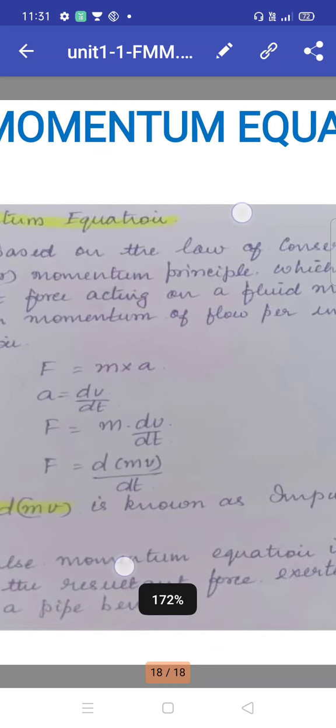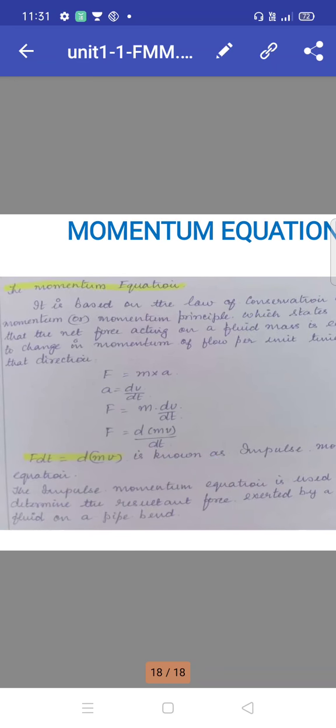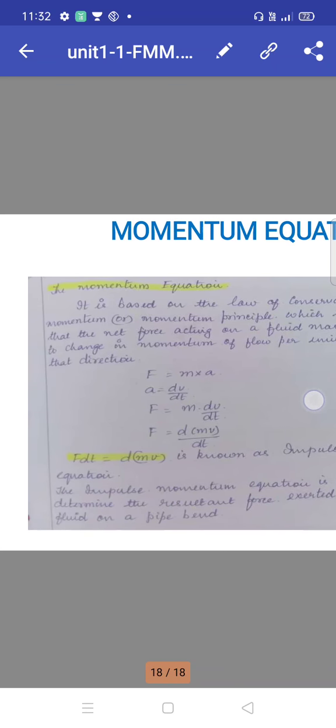Then the momentum equation. It is based on the conservation of momentum, or the momentum principle, which states that the net force acting on the fluid mass is equal to the change in momentum of the flow per unit time in that direction. That is Newton's second law.